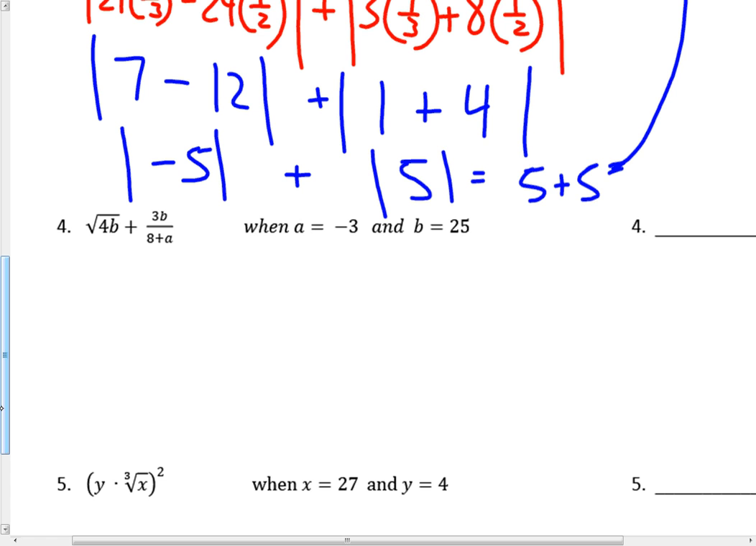Number 4. Mistakes that I saw. That b is inside that square root. Some people put it on the outside.